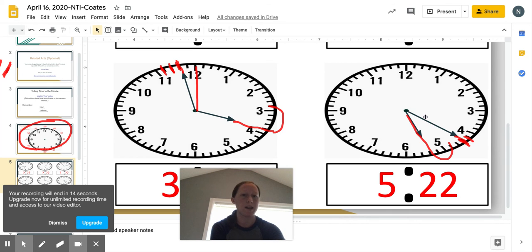So make sure whenever you're doing this, you always look at the small hand first, which is the hour hand, and then the minute hand. We're trying to make sure that we can tell time to any minute, any time. So you have to make sure that you use those benchmarks and count each individual tick. If you guys have any questions, let me know.